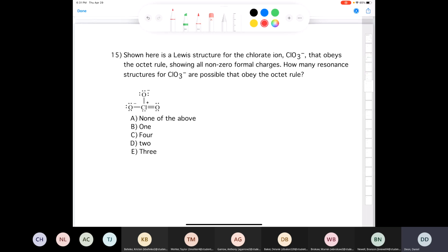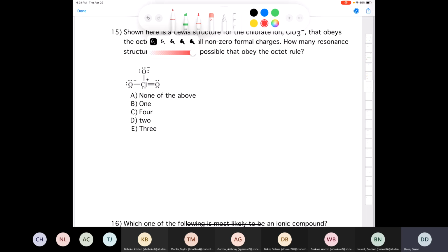Question 15. Shown here is the Lewis structure of the chlorate ion that obeys the octet rule, showing all non-zero formal charges. How many resonance structures for the chlorate ion are there that obey the octet rule? Well, I'm going to start by redrawing the chlorate ion. So I have my oxygen over here, my chlorine. There we go, like this.